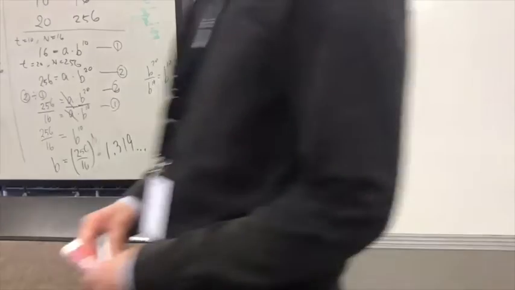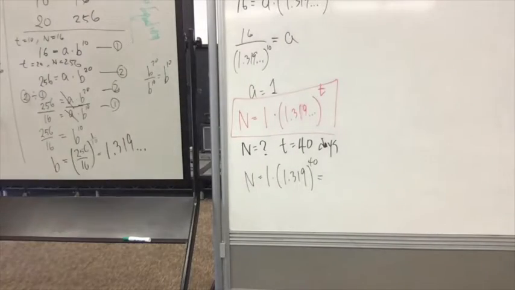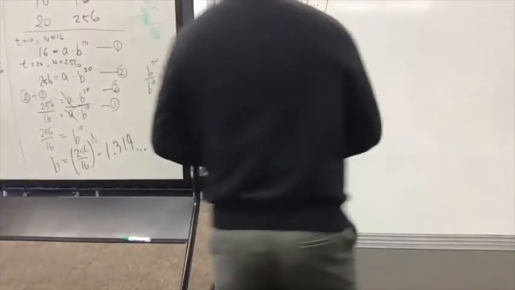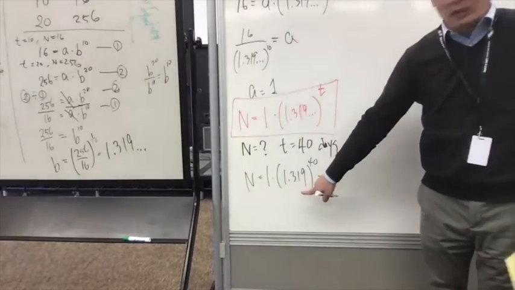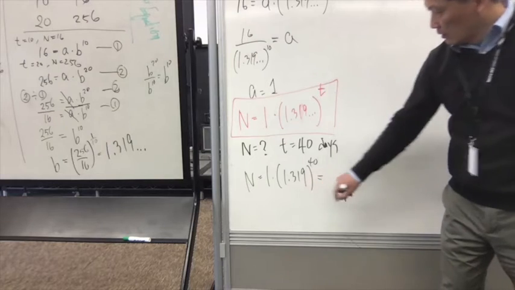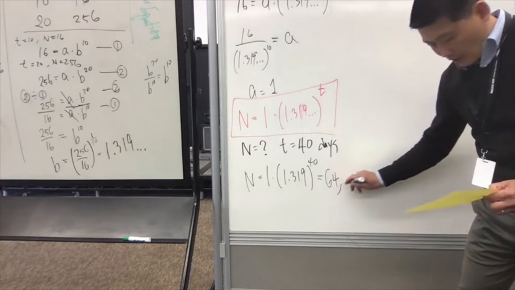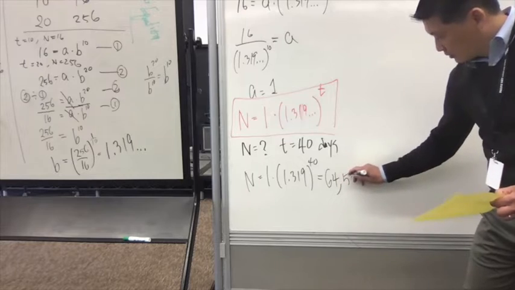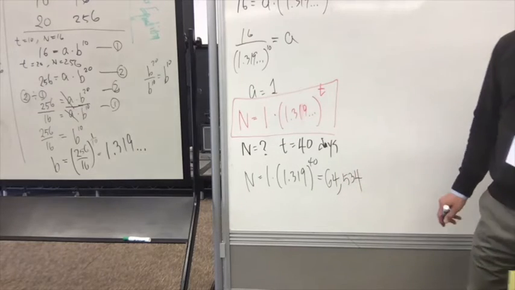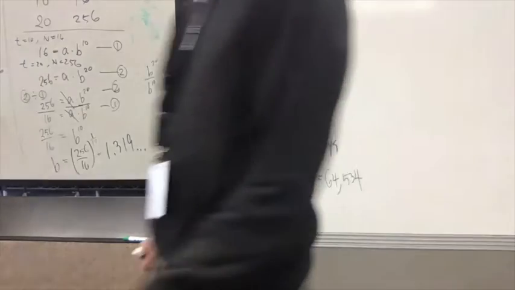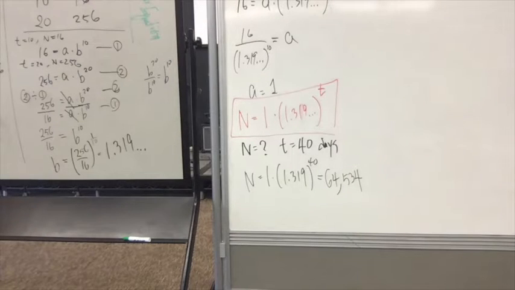Your answer should be like 64,000 or 65,000, right? Something like that. I think if you just use 1.319 instead of all these decimals, you should get roughly around 64,534 infections in 40 days. That's an exponential growth.